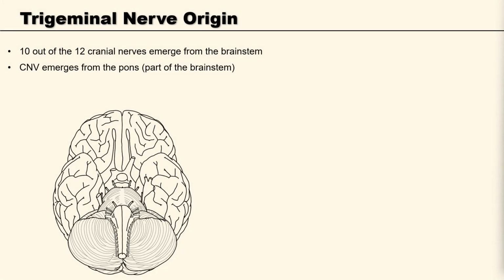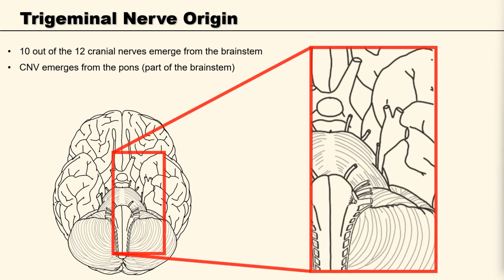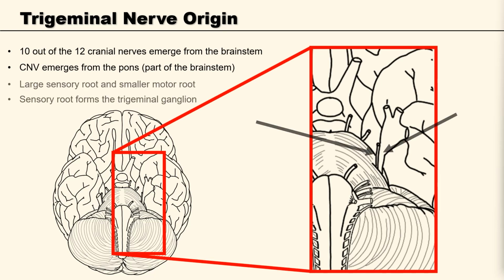Let's have a recap of the trigeminal nerve that we have covered so far. The trigeminal nerve, also known as cranial nerve 5, is one of the 10 cranial nerves that emerge from the brainstem. We have 12 cranial nerves in total. The trigeminal nerve, like a lot of other cranial nerves, carries a mixture of fibres, having a large sensory root and a smaller motor root.